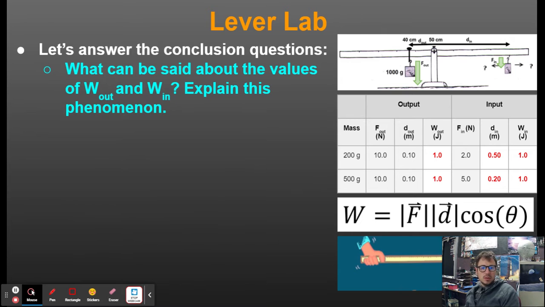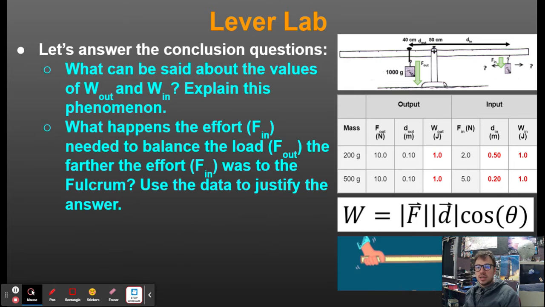Explain this phenomenon. Well, they should be about the same. And in this case, they were the same, right? And that's because you cannot create or destroy energy. You cannot get any more work out of a machine than you put into the machine.